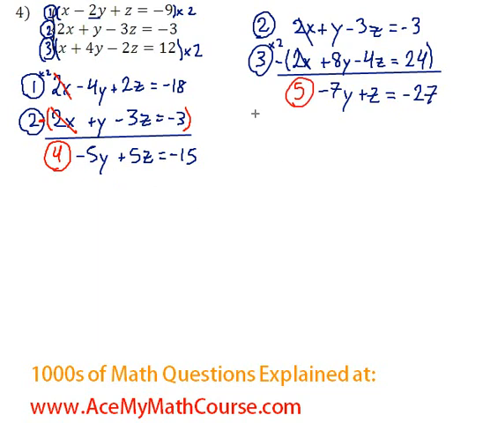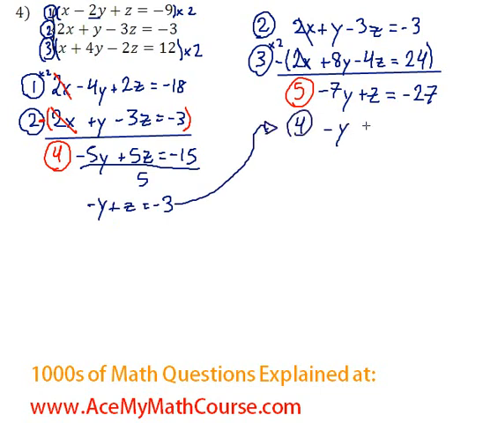Now I want to combine equations 4 and 5 and eliminate either y or z. Before I get started, though, I noticed that in equation number 4 we have a bunch of multiples of 5, so I'm just going to divide everything by 5. That'll make things simpler. So negative 5y divided by 5, just negative y. 5z divided by 5 is z. And negative 15 divided by 5, negative 3. Great. Now let's put this equation, which is 4, down below. So we get negative y plus z equals negative 3.